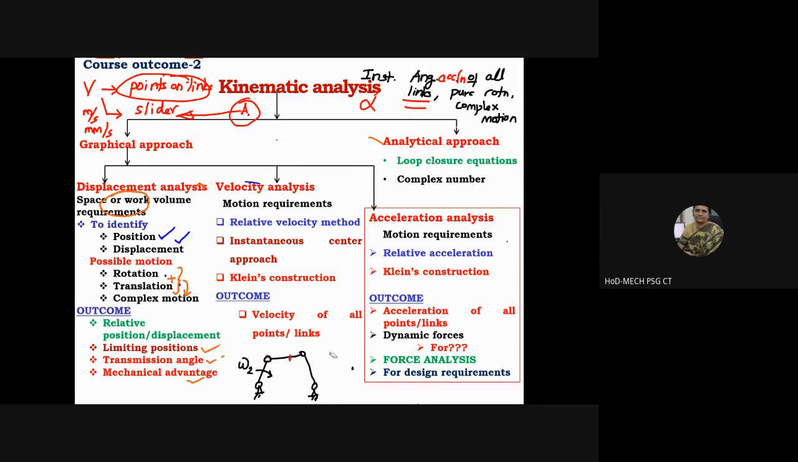Suppose you are interested in finding out the linear acceleration of this point x. I will be able to find out the linear acceleration.